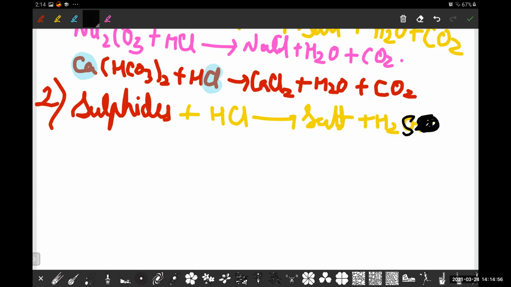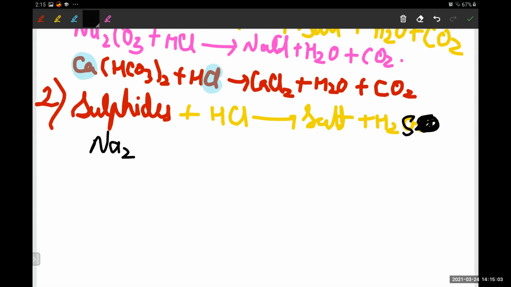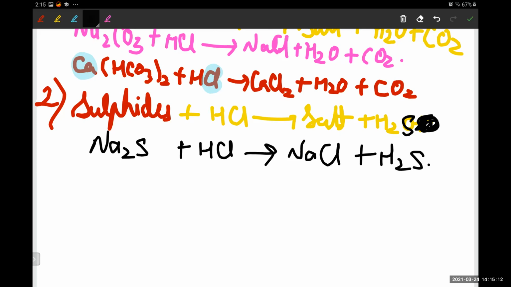Let's take the example of Na2S, that is sodium sulfide. Na2S plus HCl will give us what? A salt, that is NaCl, plus H2S, that is hydrogen sulfide. And you all must be knowing now, what is the smell of hydrogen sulfide? Rotten egg smell. Yes, this is known to us.